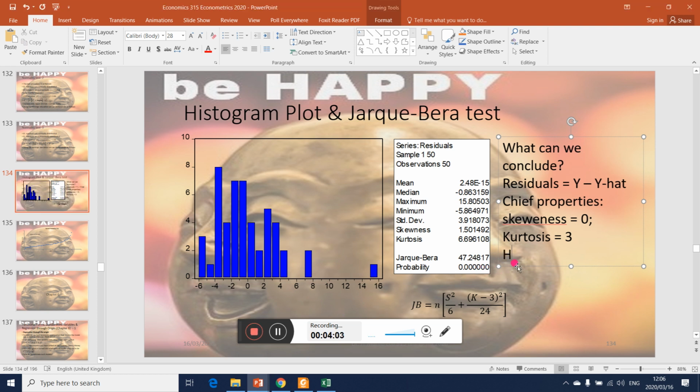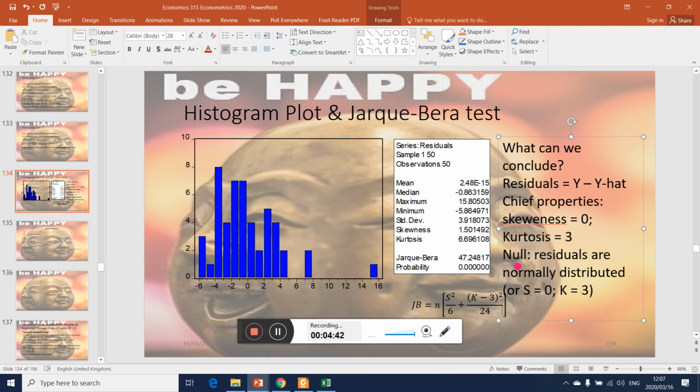So you need to state your null. You now must say that residuals are normally distributed, which alternatively is the same thing as saying skewness is equal to zero and kurtosis is equal to 3. You can state it the other way around, or you can state it this other way around. The meaning is the same.